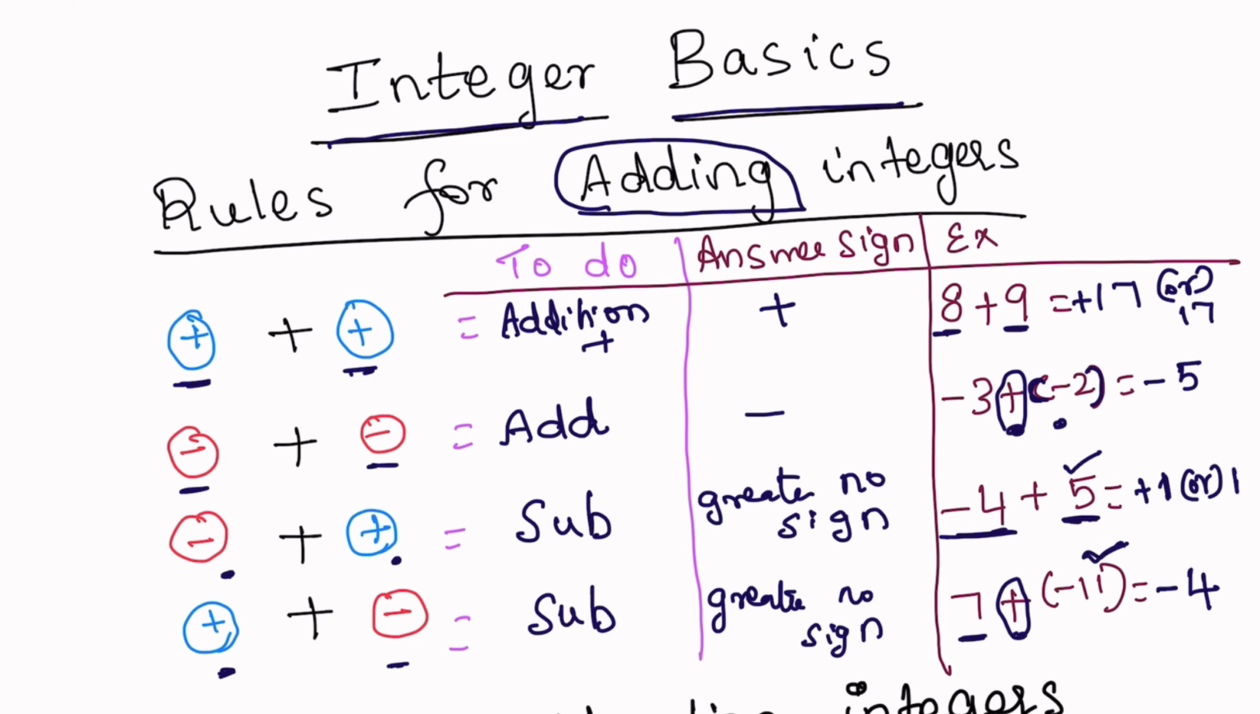When I say greater number, I only talk about the number. First decide the greater number, then check which sign that greater number has. So this is the rule for addition.